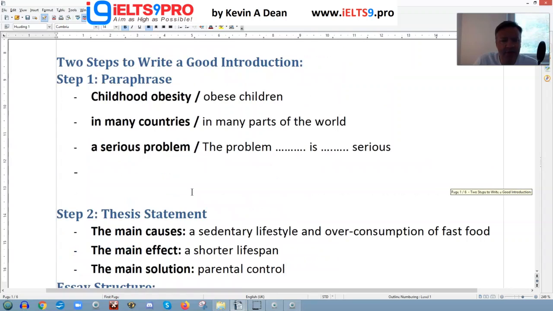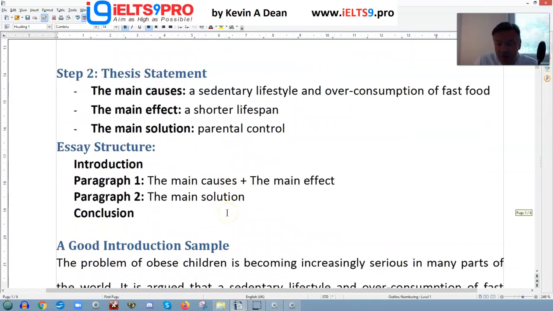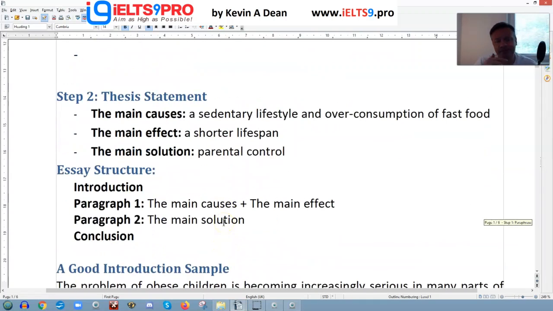A serious problem. The problem of is serious. I mean, serious, I don't really know what you could change it to. Really, nothing wrong with it. You could maybe say the seriousness of the problem, you could change the word form, but as I say, you don't have to change every word. Now, how are we going to address this?